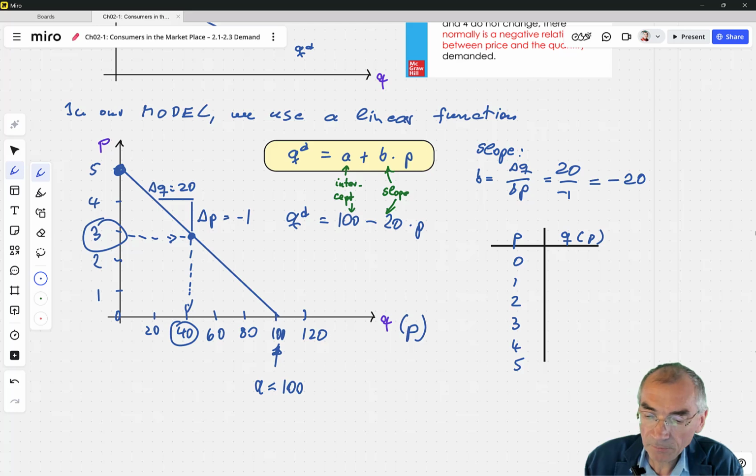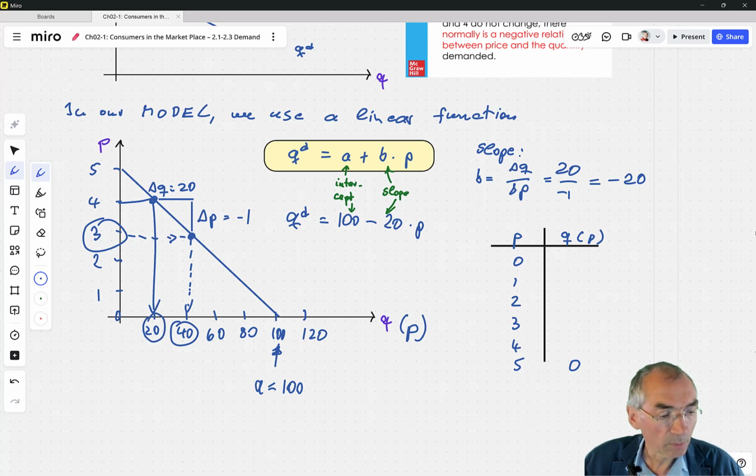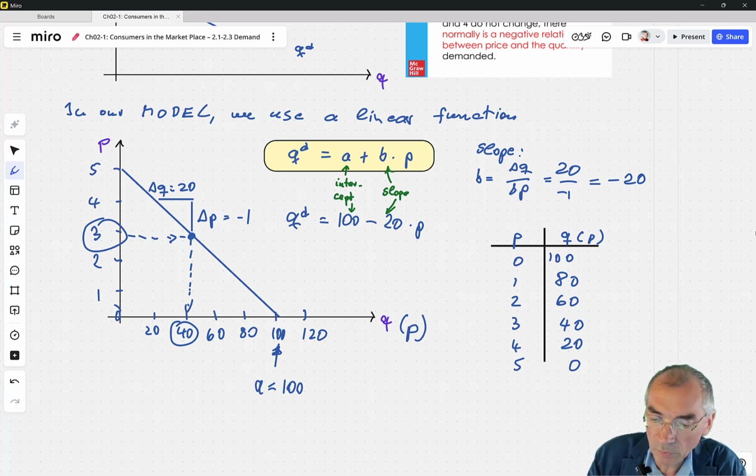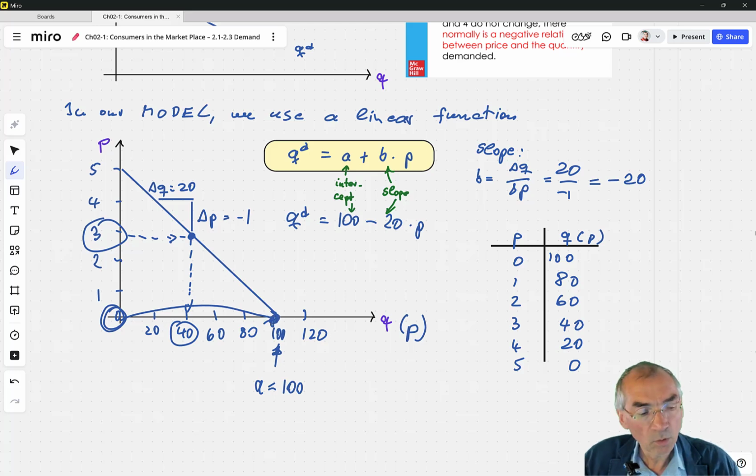And we can see if the price is 5, then in fact nobody is going to buy anything, then the demand is 0. If the price is 4, then we can go here and down there, and we see for a price of 4, the demand is 20. 20, 40, 60, 80, and 100. That's the relation: if the price is 0, then there is a demand of 100.